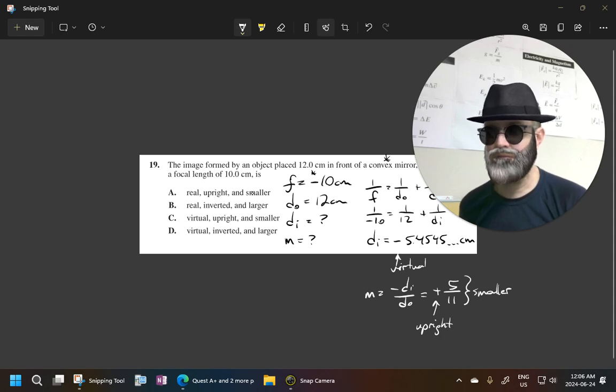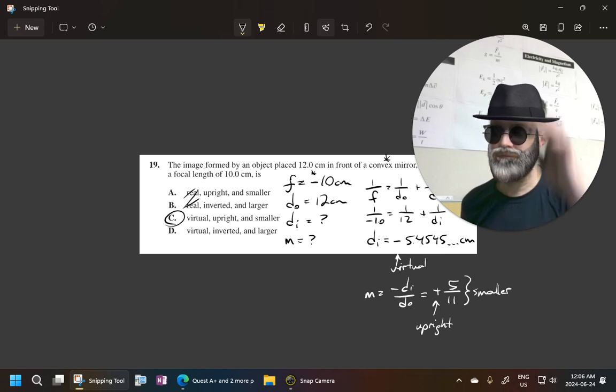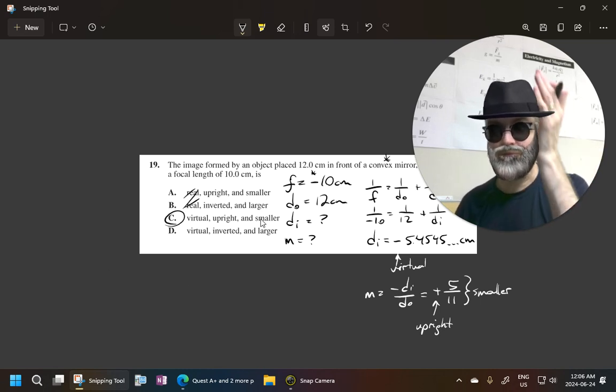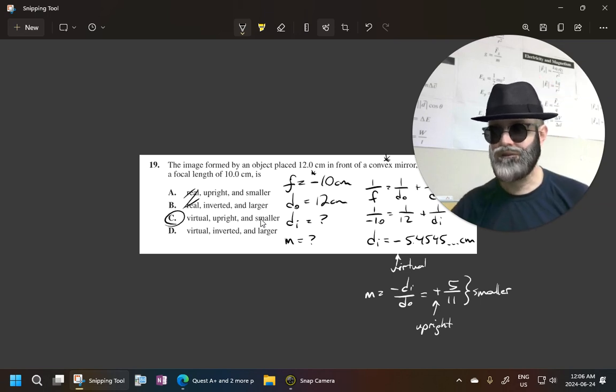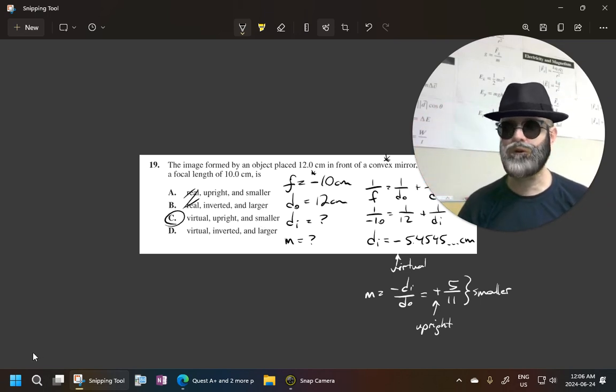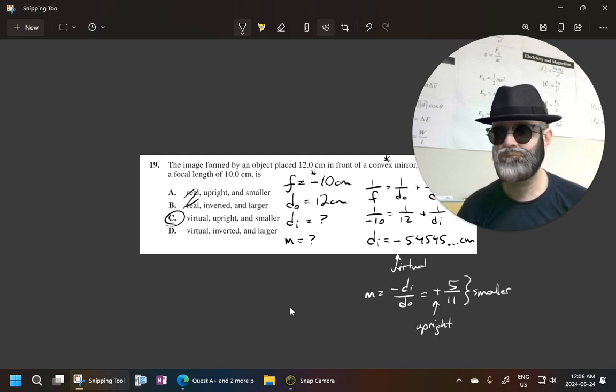So it's virtual. Can I cross some of the stuff off here? It is upright, and it is definitely smaller. There you go. But I could have done that question without any math if I remember that that was always the case. It's always going to be virtual, upright, and smaller. Those are like security mirrors. We've seen those before. So I could have done that without any math.